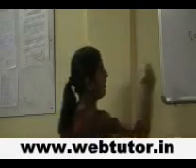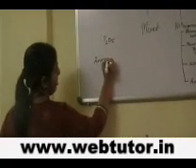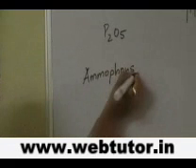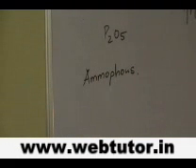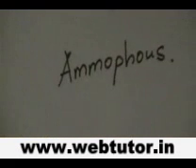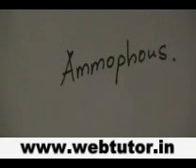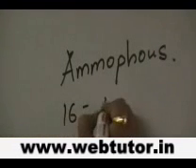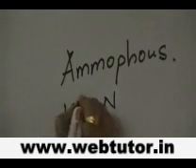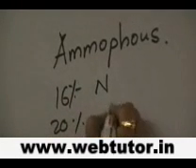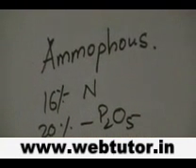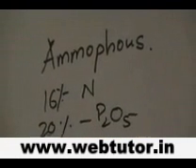For example, amorphous, a very widely used fertilizer. It contains around 16% of nitrogen and 20% of phosphoric acid. So both are provided.